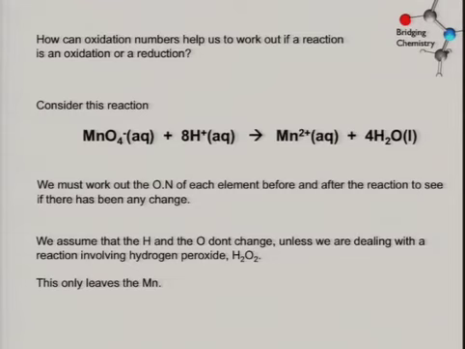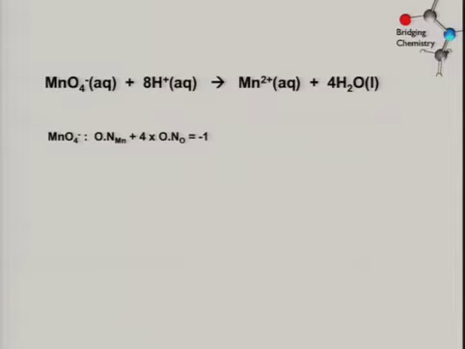So that means that the oxygens and the hydrogens won't change their oxidation numbers in this reaction. It's going to be +1 for the hydrogen in the reactant and the product. It's going to be -2 for the oxygen in the reactant and the product. So we only have to worry about the manganese, the Mn. And so we can work out the oxidation number of the manganese in the permanganate ion like this. It's going to be the oxidation number of the manganese plus 4 times the oxidation number of the oxygen, and all of that needs to add up to -1, the charge on the ion overall.